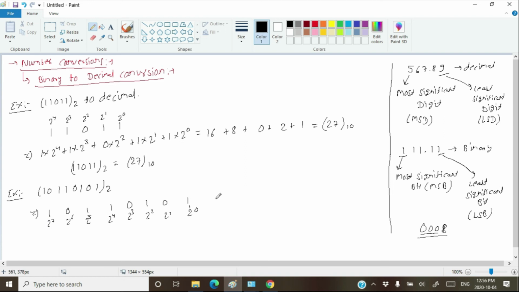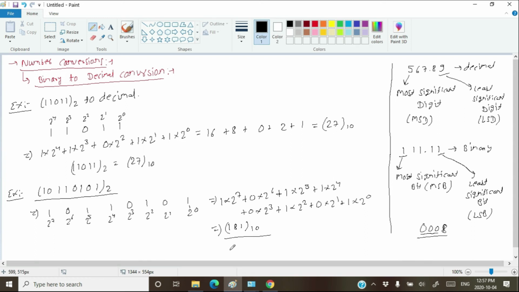When you calculate them, like 1 into 2 to the power 7 plus 0 into 2 to the power 6 plus 1 into 2 to the power 5 plus 1 into 2 to the power 4 plus 0 into 2 to the power 3 plus 1 into 2 square plus 0 into 2 to the power 1 plus 1 into 2 to the power 0. When you calculate everything, you will get 181 in decimal. So this binary number is the same as 181 in decimal.